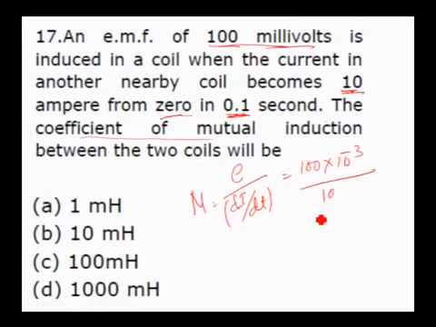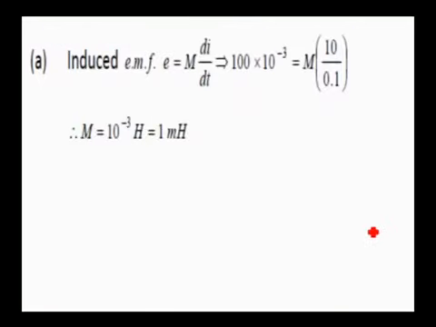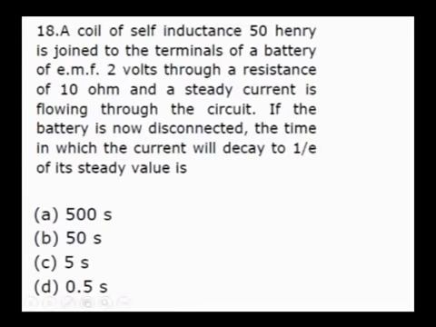So di by dt will be 10 divided by 0.1, which is 100. Then the mutual inductance is 100 into 10 power minus 3 divided by 100. This gets cancelled, so M becomes 10 power minus 3 Henry, which is 1 millihenry. So E is M di by dt: 100 milli, change in current 10, time interval 0.1, and the mutual inductance is 10 power minus 3 Henry, that is 1 millihenry.